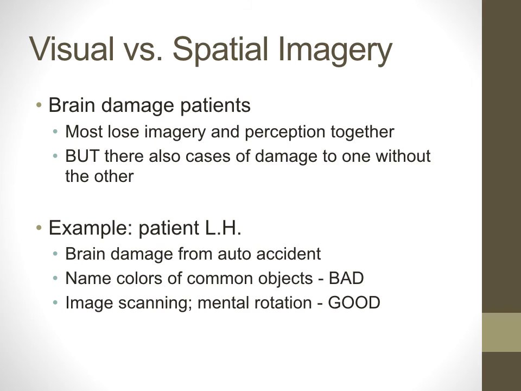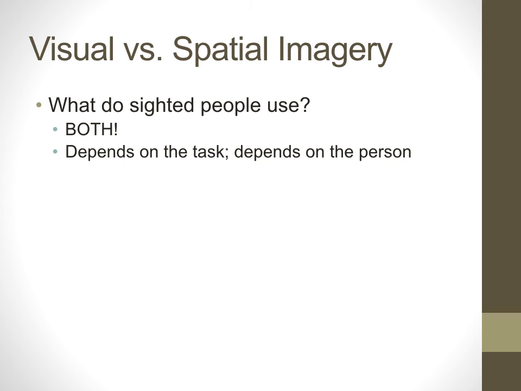But what do sighted people use? The answer is both. What happens is people compensate. If they lose their ability to do visual imagery, they're going to rely on their spatial imagery and vice versa. Whereas on most tasks, we use both. In some cases, it depends on the task. It depends on the person, on what exactly we do.